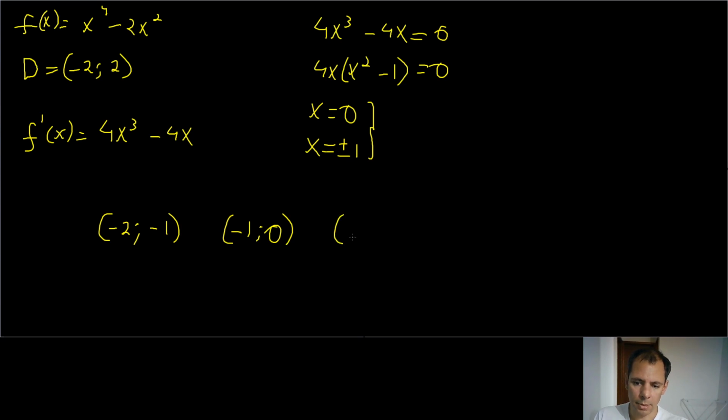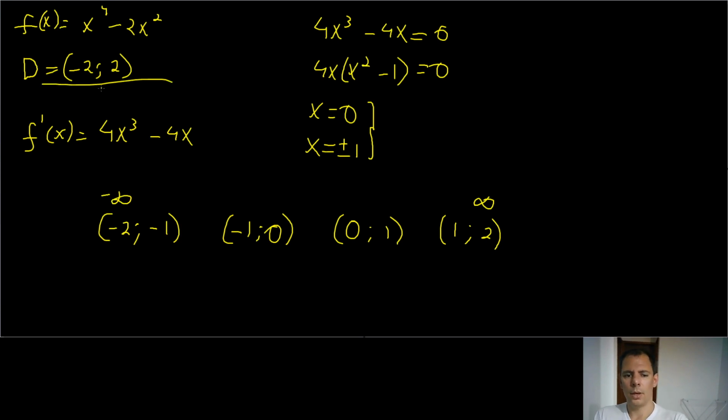You got another domain from 0 all the way to 1, and then you got another domain from 1 all the way to 2. Why just 2? Why not infinity here and negative infinity here? Well, because of this domain, the exercise is asking us just to consider this from minus 2 to 2, excluding the minus 2 and 2.